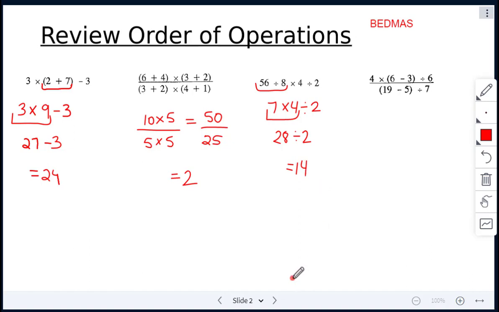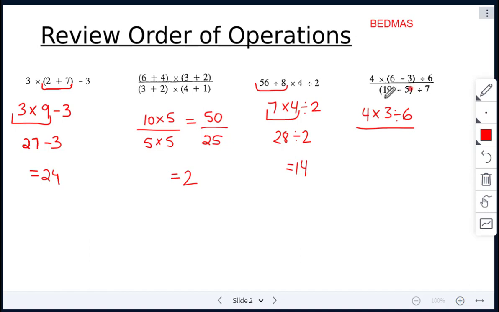All right. I'll give you guys a few, let's say like 30 seconds to try that last one. All right, so we're looking at our last example here. We have the 4 times, and in brackets we have 6 minus 3, and then divided by 6. So that means we do have to do the brackets first. 6 minus 3, that's 3. And then I have divided by 6. That's what I have on my numerator so far.